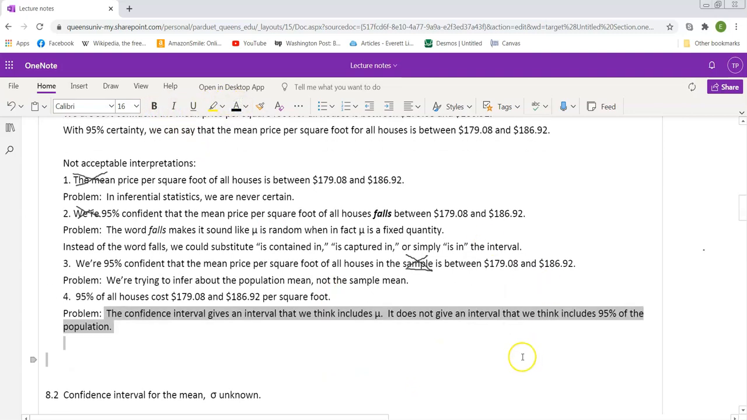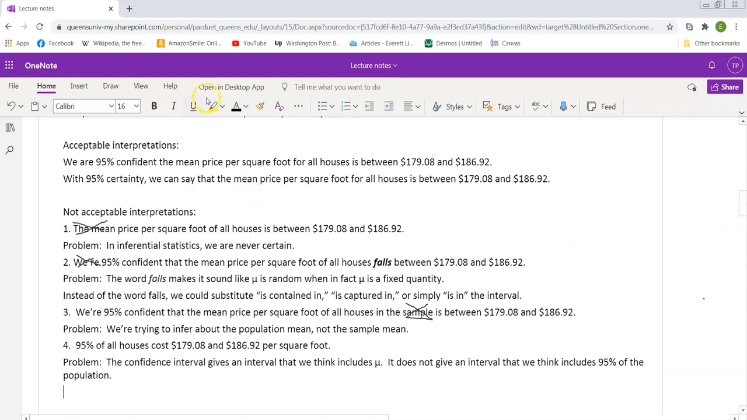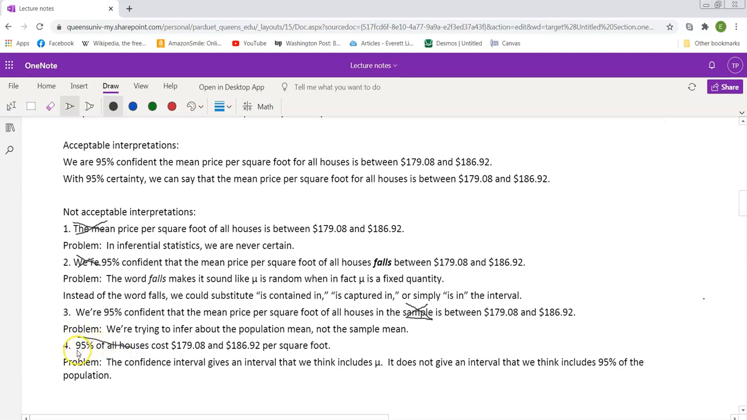So that is it for this lesson, and if you have any questions, feel free to let me know. I just want to cross this out before we go, so that you'll see these are not correct interpretations. All right, that's it for this lesson then.